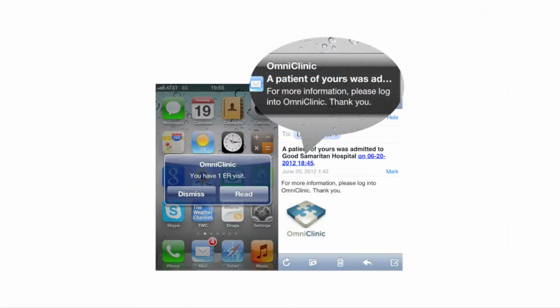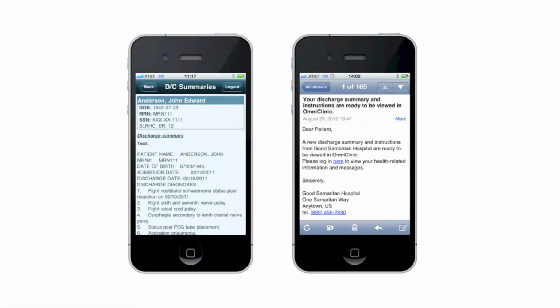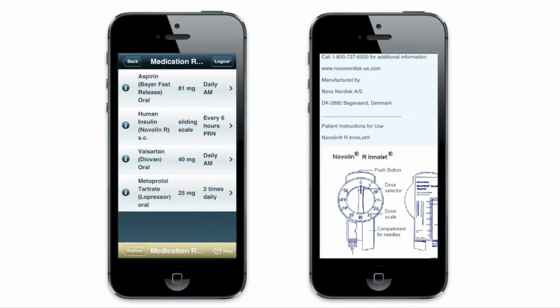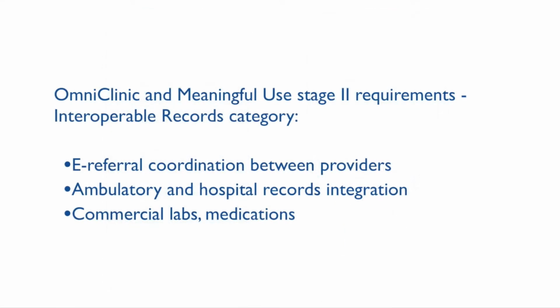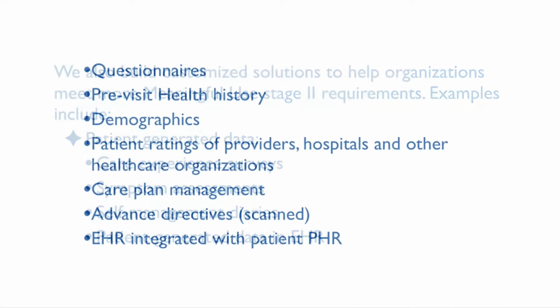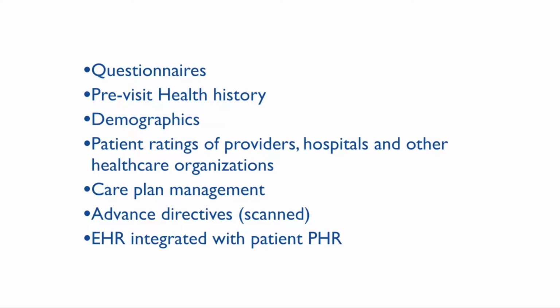The existing OmniClinic capabilities help organizations meet meaningful use Stage 2 requirements in the interoperable records category, such as electronic referrals, coordination between providers, and ambulatory and hospital records integration. We are also building customized solutions to help organizations meet more of the Stage 2 requirements. Examples from the patient-generated data category include care experience surveys, symptom assessments, self-management diaries, and patient-generated data in EHR.